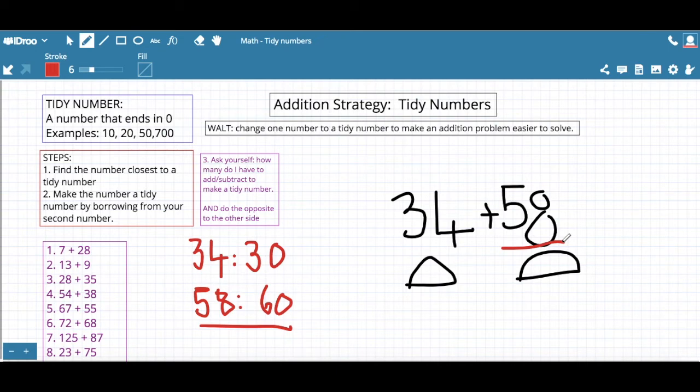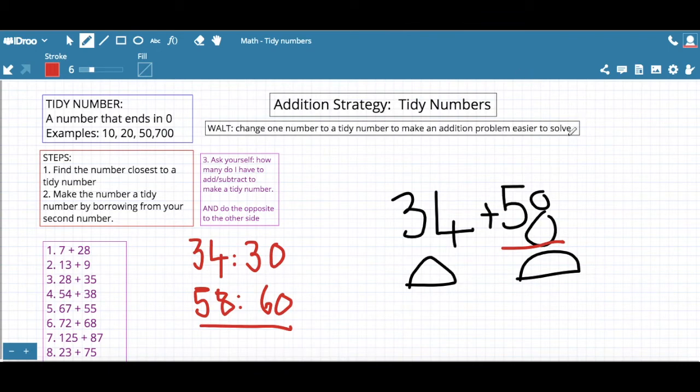Tell me again what's the next step. Pause the video and tell me what the next step is. Okay, so our next step is we need to make this 58 a tidy number by borrowing from our second number. So to do that, here is step 3. We ask ourselves, how many do I have to add or subtract to make a tidy number? So we look at 58, and I want you to do that for me. I want you to change both numbers to our new problem by making one number a tidy number. Pause the video and do that for me.